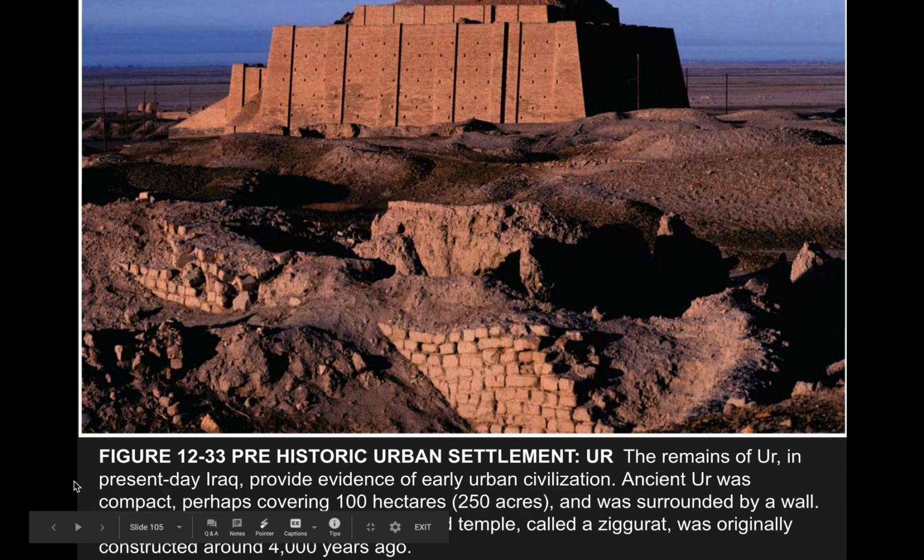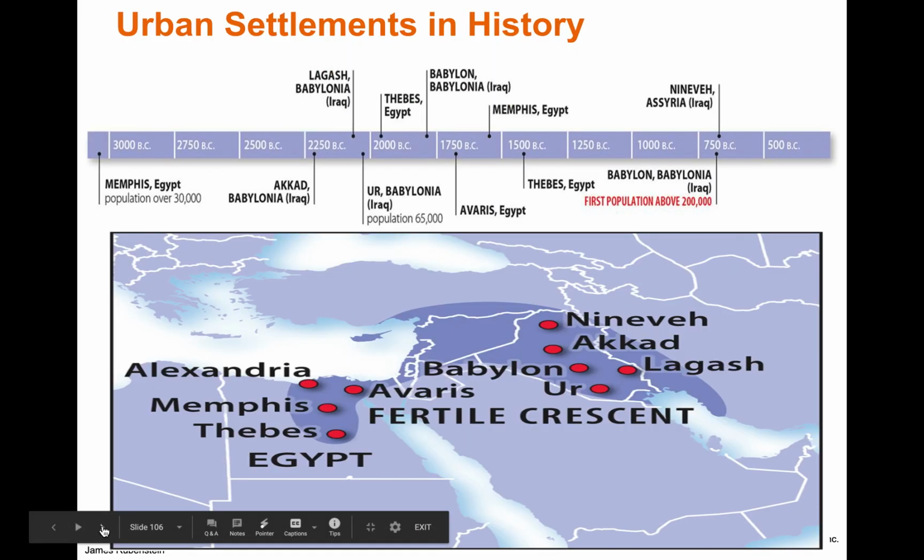All right, looking at prehistoric settlements, here's the city of Ur. The city of Ur is seen in present-day Iraq. Present-day Iraq is potentially one of the first urban settlement areas of the world. It was in the Fertile Crescent in Southwest Asia, known as Mesopotamia. About 4,000 years ago, the city of Ur was discovered.